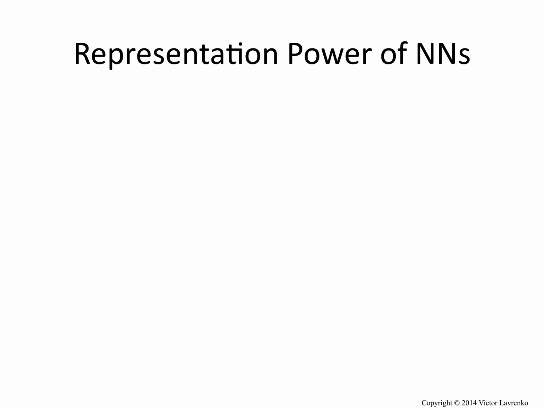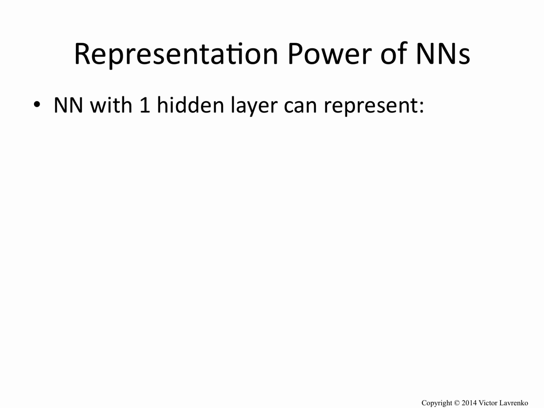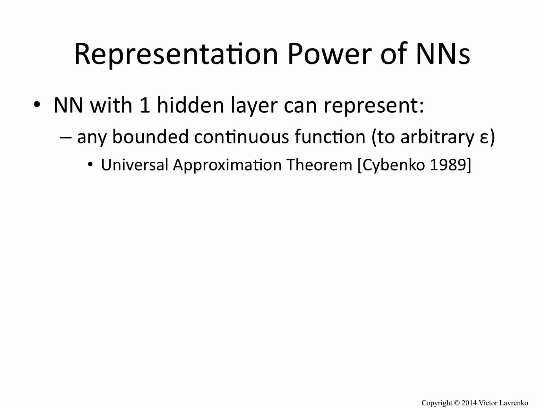Neural networks have very strong representational power. You can show that a neural network with a single layer can represent any bounded continuous function to an arbitrary degree of accuracy. So it's known as the universal approximation theorem.